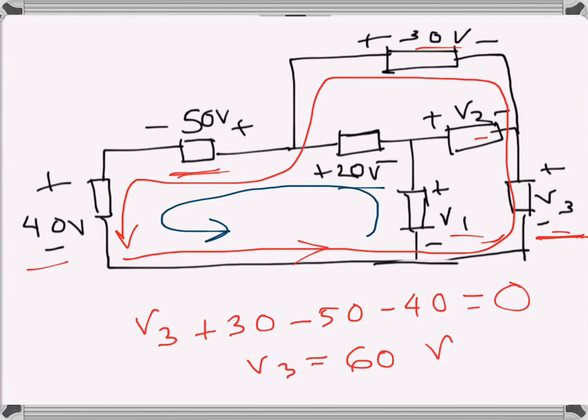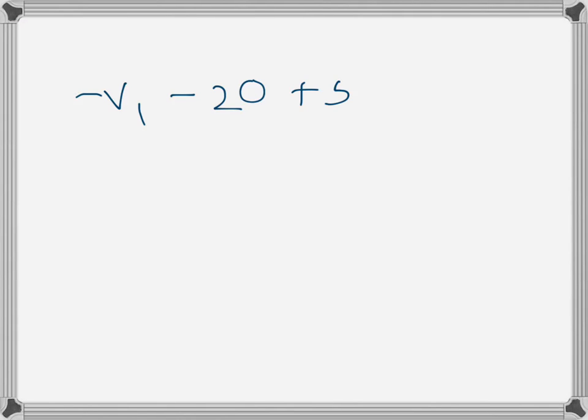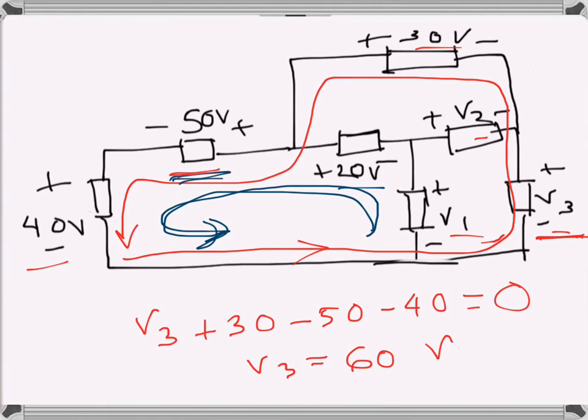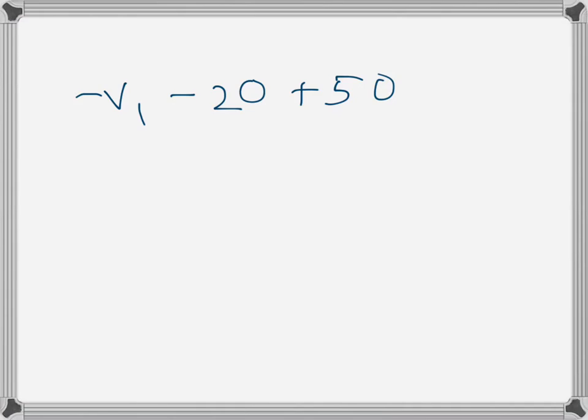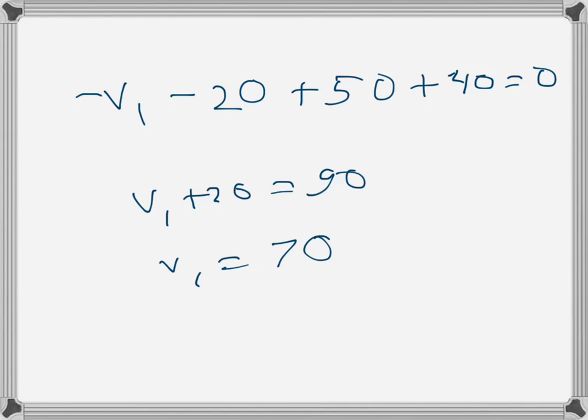And then we have 50 volts, this one, because this is the loop. 50 volts is a drop, so that will be positive. So drops are positive and rises are negative in this equation. Finally, 40 volts is also a drop, so positive. So we get minus V1 minus 20 plus 90 equals 0, so V1 plus 20 equals 90. So V1 is equal to 70.